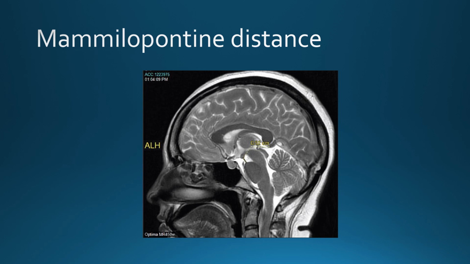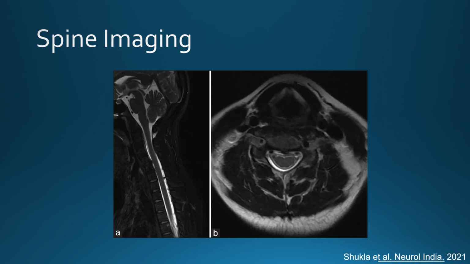There is a distance between mammillary bodies and pons. Due to sagging of the brain, hindbrain, and entire brain, the distance between mammillary body and pons decreases. Normal distance is 6.5 millimeters. So in this case, you can see the mammillary bodies are pointing towards the pons, which indicates that the distance between mammillary body and pons has decreased. Here you can also see the enlargement of pituitary gland.